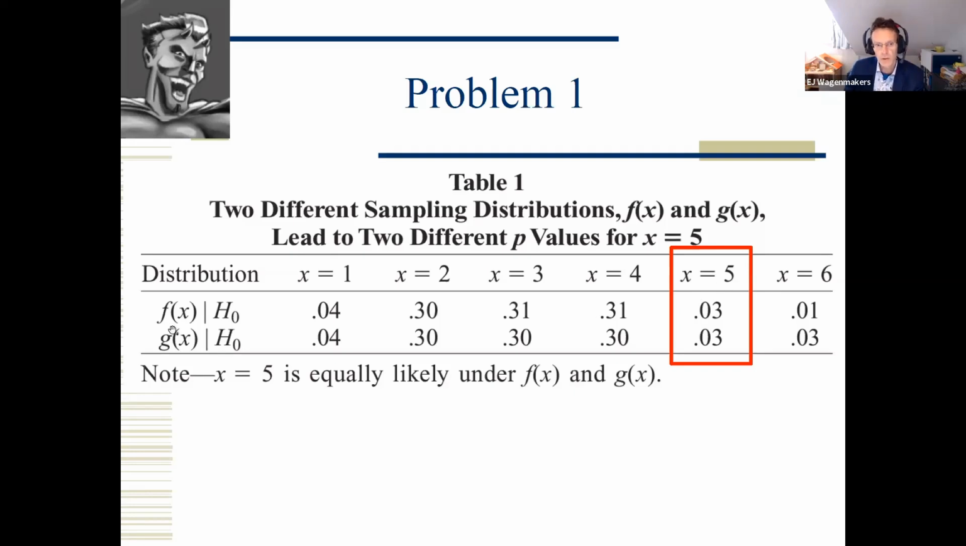Well, the p-value for the first distribution under the null is 0.03 plus 0.01, so 0.04. Reject the null. Right? But if you do the same thing for g of x, that p-value is 0.06. Do not reject the null. So different conclusions, but the probability of the data is exactly the same. It's just that the more extreme event is less likely under f of x than under g of x. But why should that matter? Because we have observed x equals 5. Right? So logically, some people feel this is problematic. I certainly feel this is problematic.